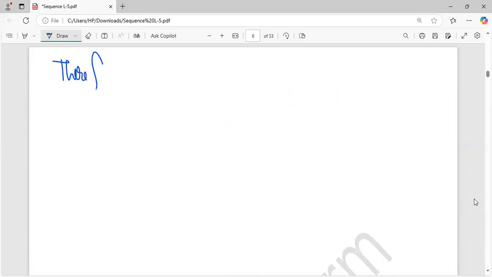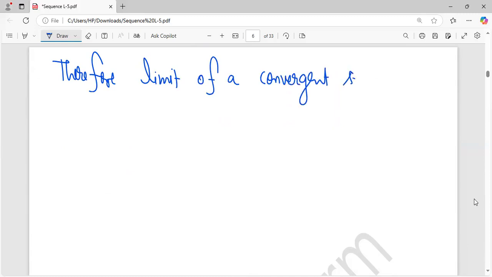Therefore, the limit of a convergent sequence is unique. Okay, so this is true.